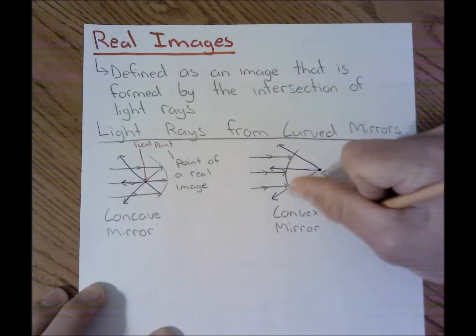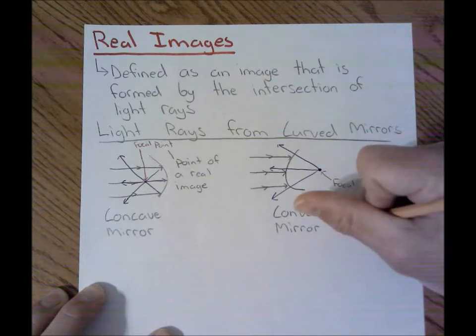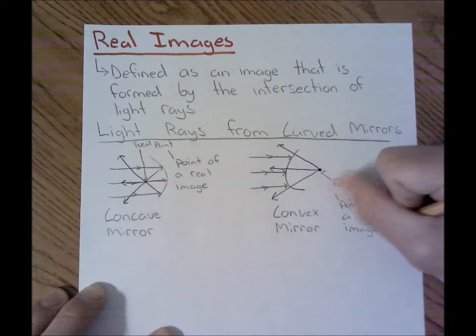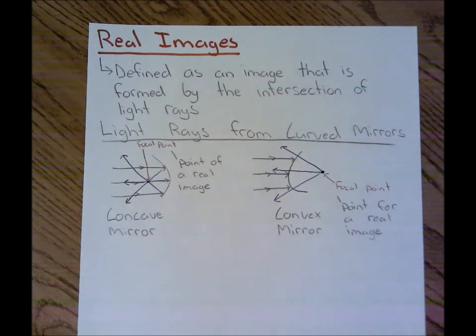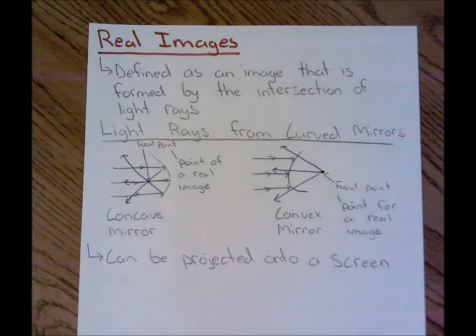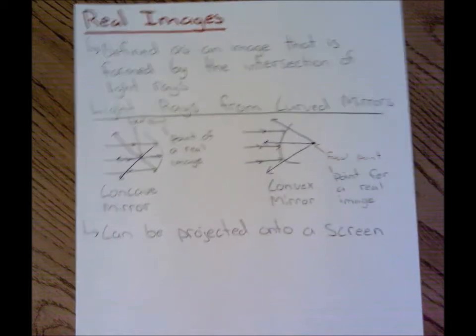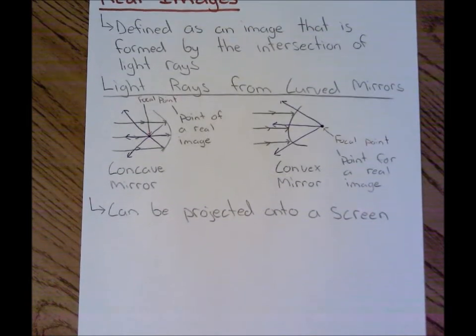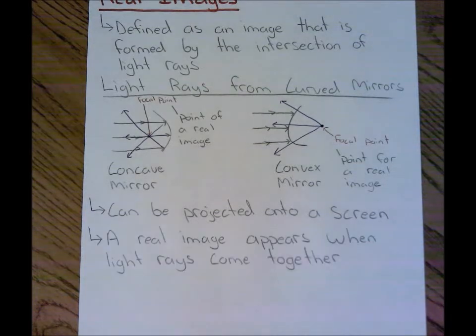So now with these objects here, we can understand that at the focal point, that object is going to come in focus, and these particular objects reflected by or through a real image can be projected onto a screen. Another couple important points to make here with real images is this. A real image appears when those light rays come together. So again, that focal point is where all those light rays come together.